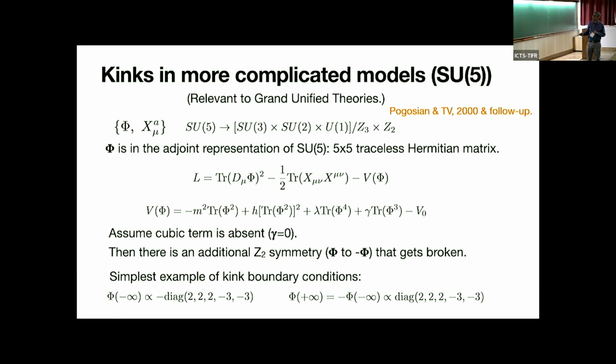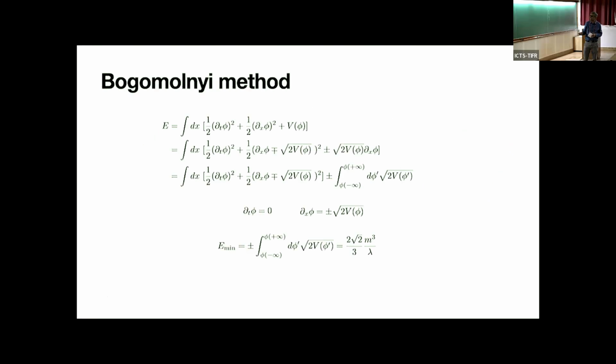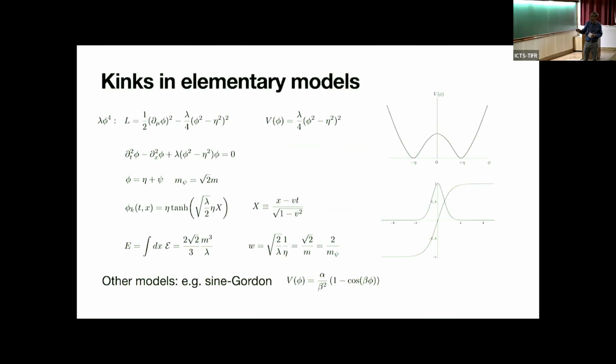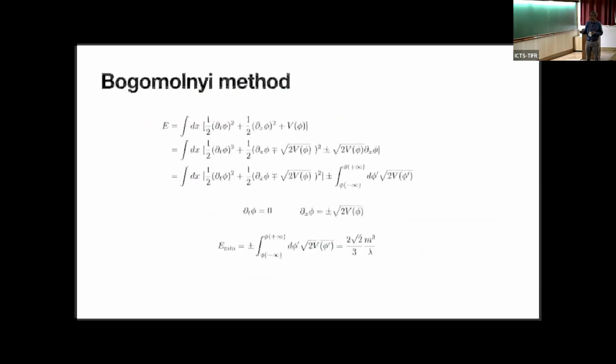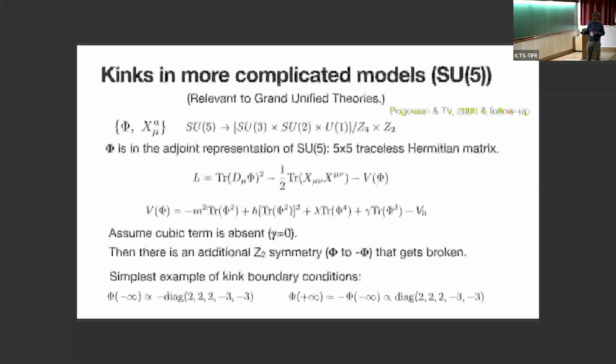Now you have an additional Z2 symmetry that gets broken. If you choose phi to be this, then phi to minus phi is no longer a symmetry because you've chosen this particular value. Just like in this case, you could choose phi to be plus eta or minus eta, but as soon as you do that, you've broken the symmetry. So here also, as soon as you choose 2, 2, 2, minus 3, you've broken the symmetry. And since the Z2 symmetry is broken, you will get kinks in this model.